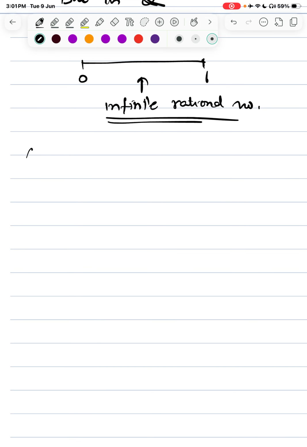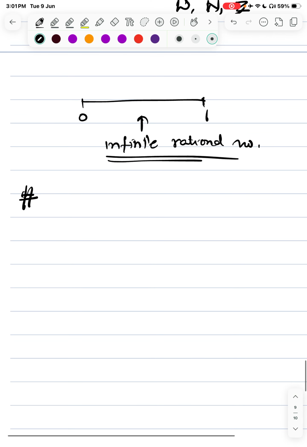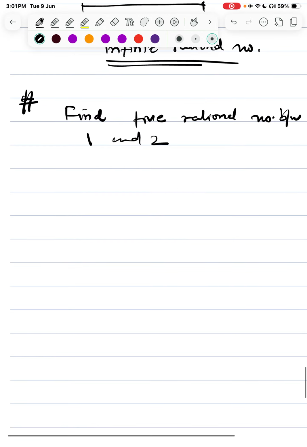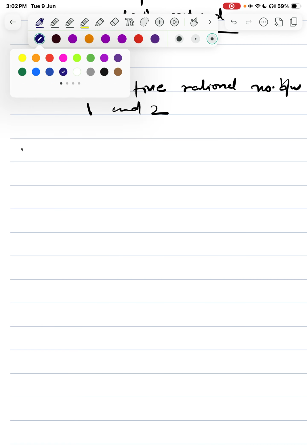So one other type of question that can be asked. We have proven that there are infinite numbers between any two rational numbers, but sometimes it is asked to find five rational numbers between 1 and 2. So to identify five rational numbers between 1 and 2, how will you do it? There are ways to do it. So let's see the approaches that we have, and how we are going to identify these numbers.